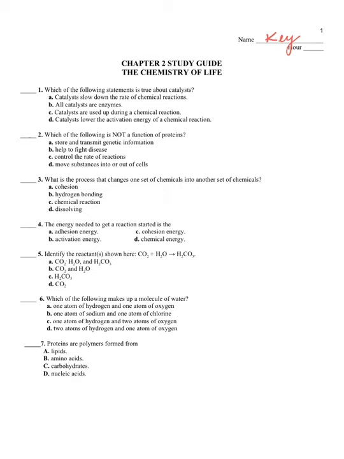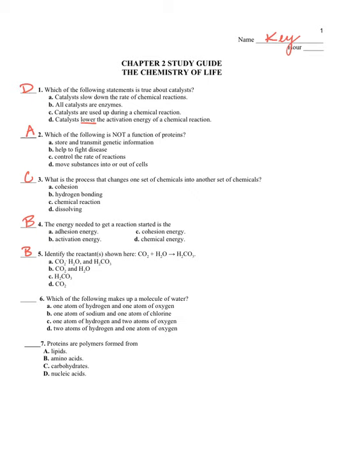Today we're going to go over the answers for the Chapter 2 study guide. First, let's look at number 1, which is looking for a true statement about catalysts. Catalysts lower activation energy, which makes the answer D. Something that's not a function of proteins would be letter A, where we store and transmit genetic information. Proteins don't do that. 3 is C, a chemical reaction. 4 is B, activation energy.